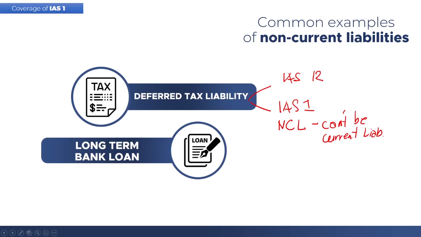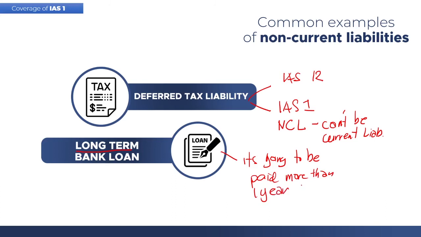So for long-term bank loans, from the name itself, it's a long-term bank loan, which means that it's going to be paid more than 1 year after the end of the reporting period that you're accounting for. Normally, bank loans extend for, I think, 2 to 5 years, so they will be long-term. Unless your bank loan is expected to be paid within the next year, then it should be classified from long-term to a short-term bank loan.